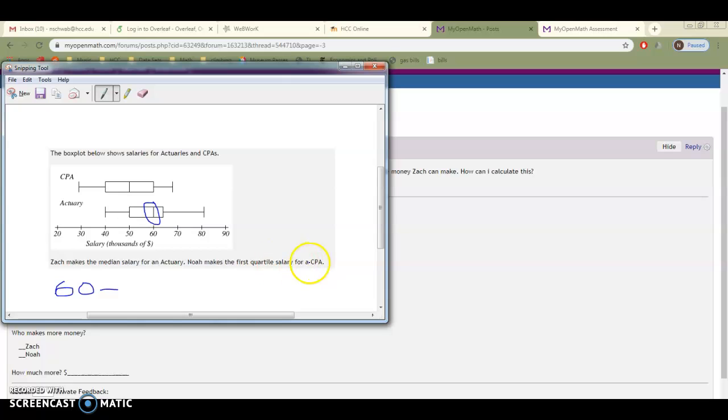Noah makes the first quartile salary for a CPA. So let's go ahead and look at the CPA. We'll go ahead and just choose red, I guess. So once again, minimum, maximum. This is our first quartile. Here's our median, and here is our third quartile.